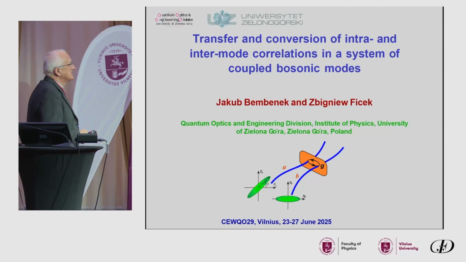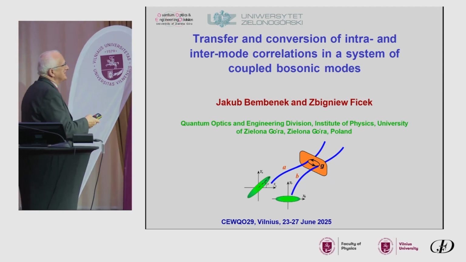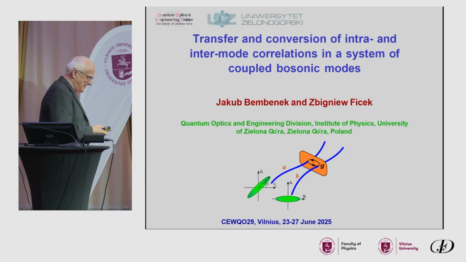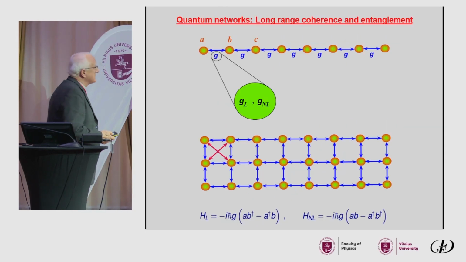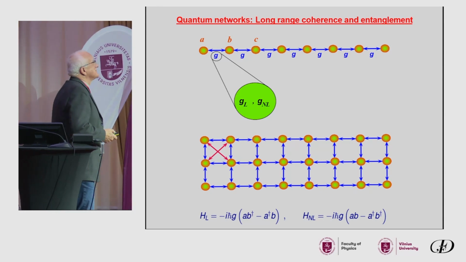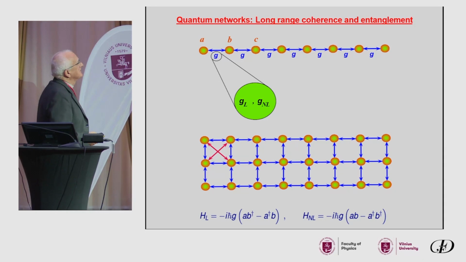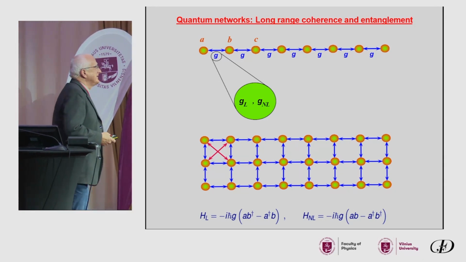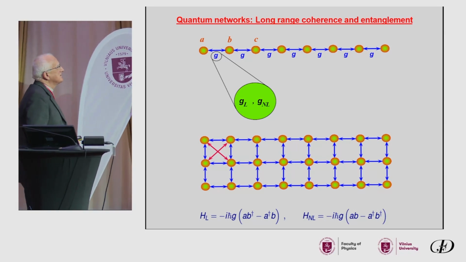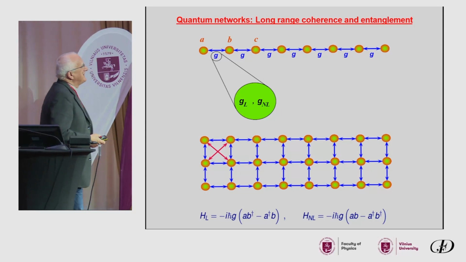Results here, which I will be presenting. It's research done by master student Jakub Bębenek. And what it is related to, the research which we are doing, is related to quantum networks. What we are interested in here is the creation of long-range coherence and entanglement.